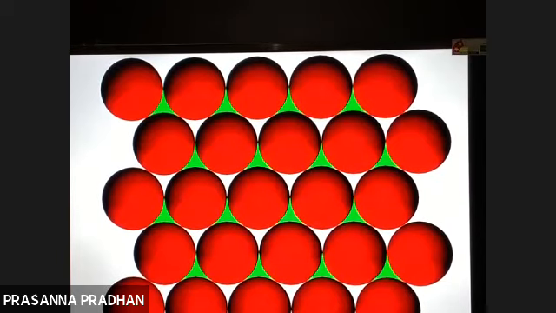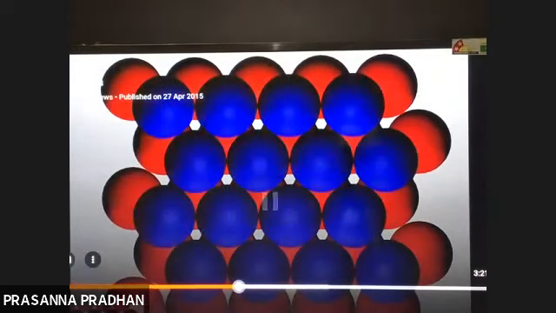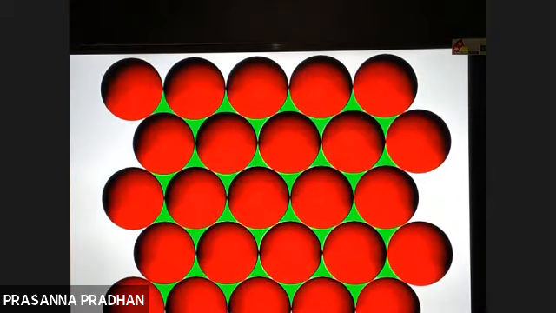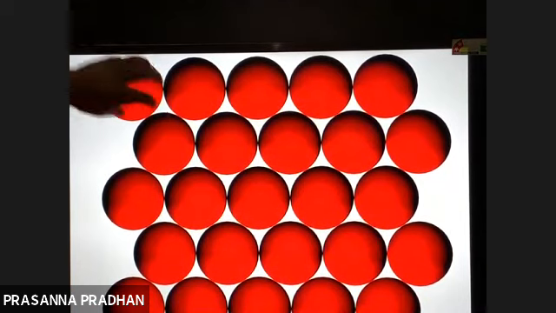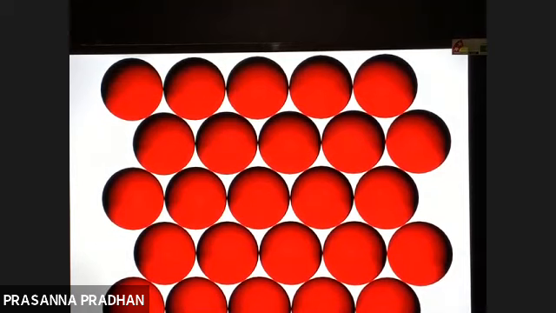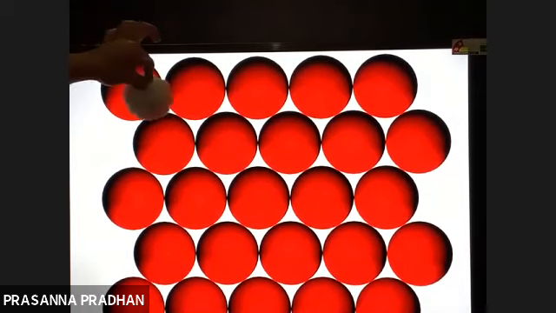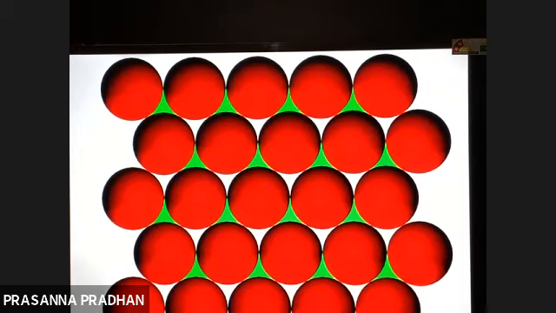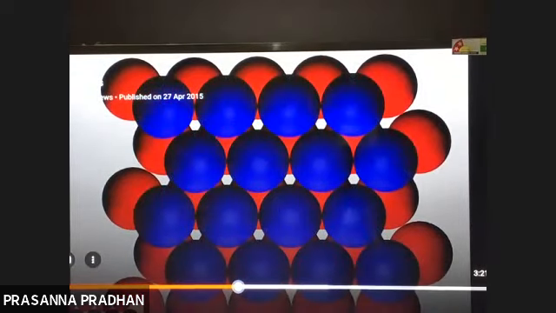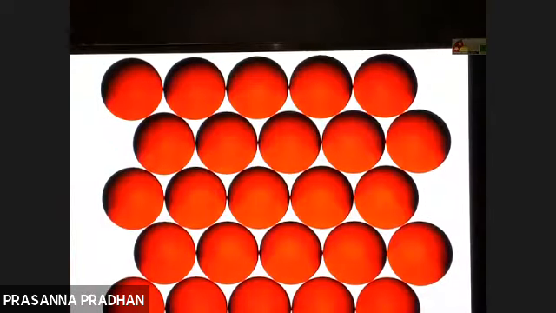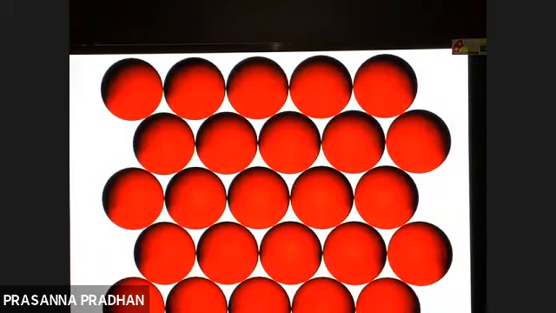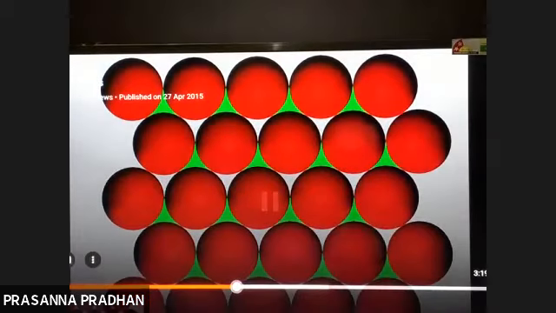Only these triangular voids can be covered. Okay, what is it saying here? Look, I'll just rewind a little bit. These are the void spaces of the layer. We have to place a layer on top of this layer. For efficient packing, we will place the second layer in such a way that the spheres are exactly over the triangular voids of the first layer. Only these triangular voids can be covered.